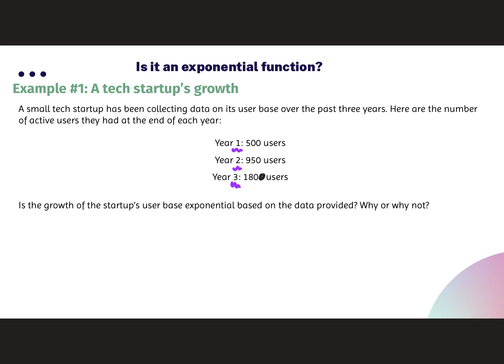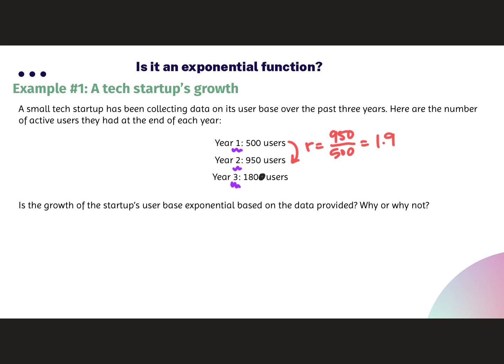So looking from year 1 to year 2, we go from 500 to 950 users. Remember, if the ratio is not obvious, you can always find it by taking one output divided by the previous output. So if we take 950 divided by 500, we find that the common ratio is 1.9. So almost doubling, not quite.